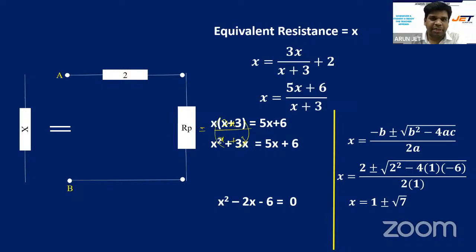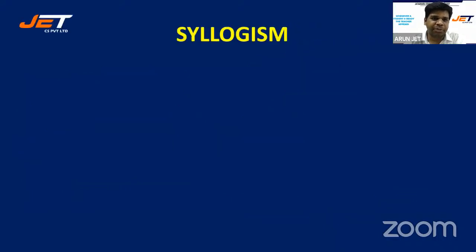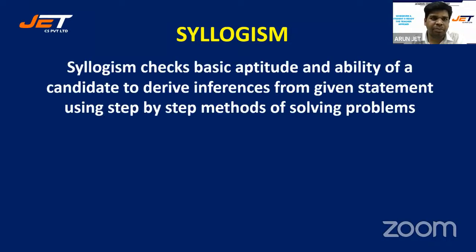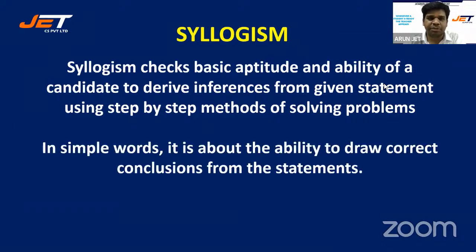If that's clear, I'll conclude current electricity with this. Let's move on to logical reasoning. Syllogism. We have understood what a syllogism is yesterday, but I'll just put the statement quickly. Here is the statement we did discuss yesterday. Syllogism checks basic aptitude and ability of a candidate to derive inferences from a given statement using step-by-step methods of solving problems. In simple words, it is about the ability to draw correct conclusions from the statements.